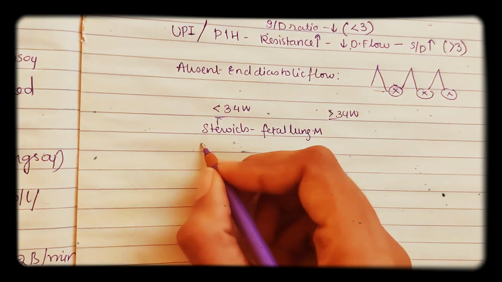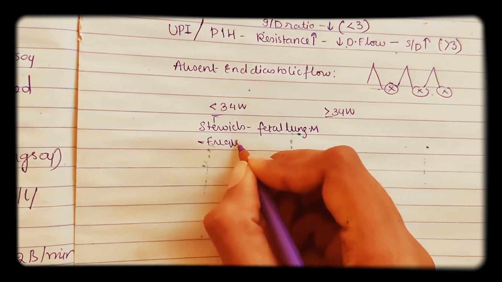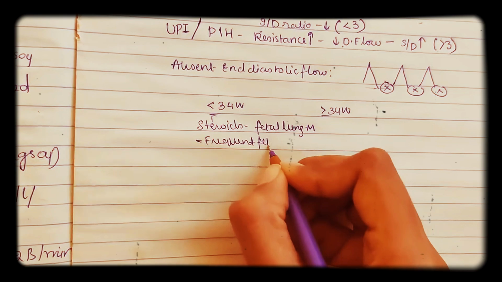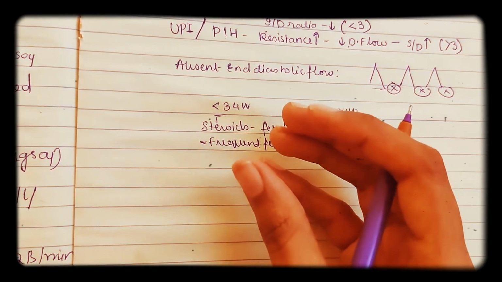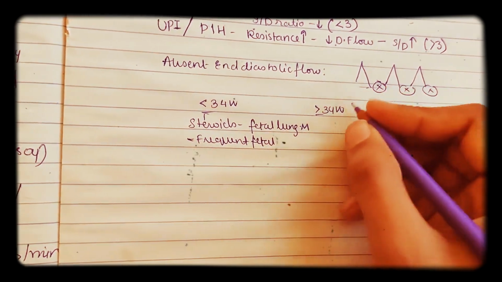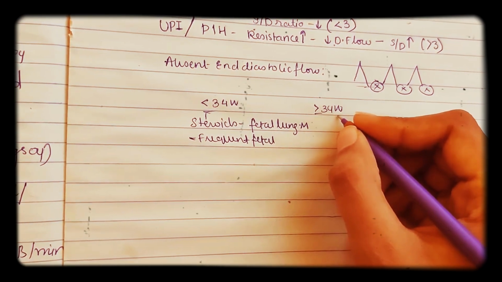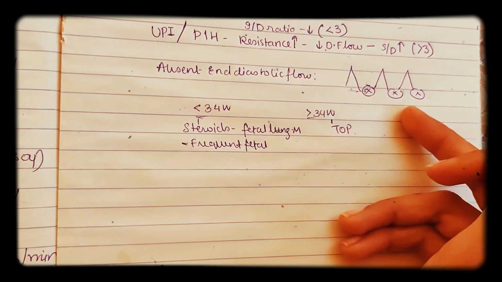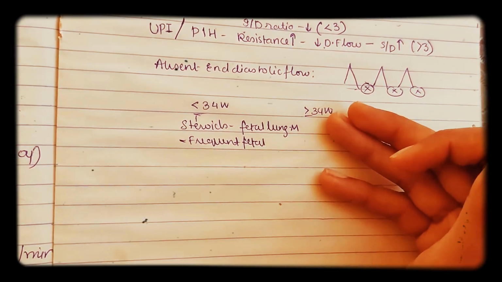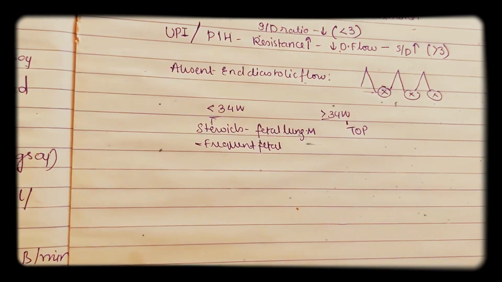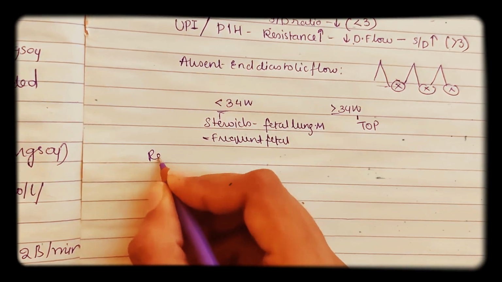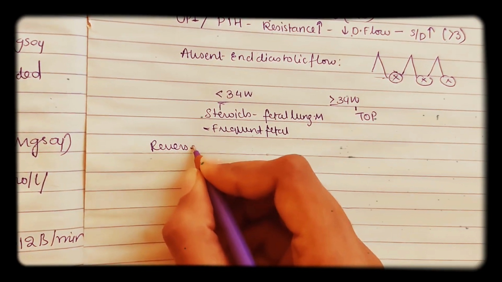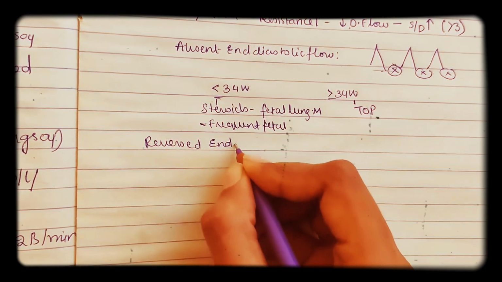Next we give frequent fetal monitoring. Why? Because we need to see whether the lungs are developed or not. But in the case of greater than 34 weeks, we directly terminate the pregnancy, because you can see there is no end diastolic flow, even though still the gestational age is greater than 34. Okay, so now let's see another one, that is reversed end diastolic flow.